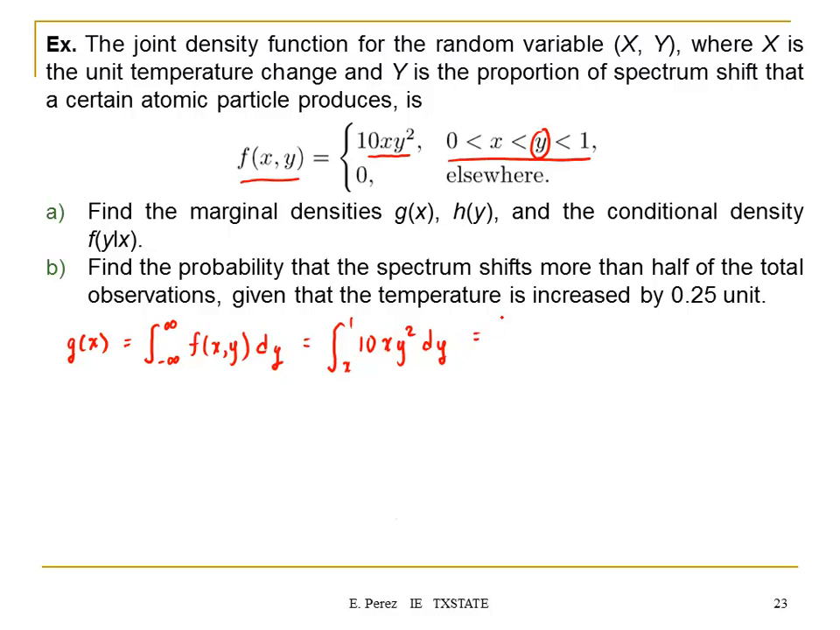If you integrate for y, you have 10 over 3 x y to the power of 3, evaluated from y equals x to y equals 1. If you solve this, you should get 10 over 3 x times 1 minus x cubed. And this is for x between 0 and 1.